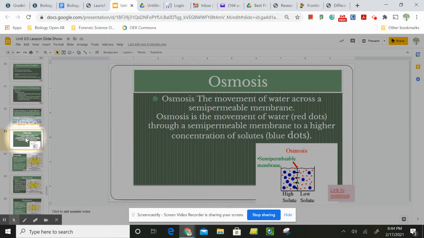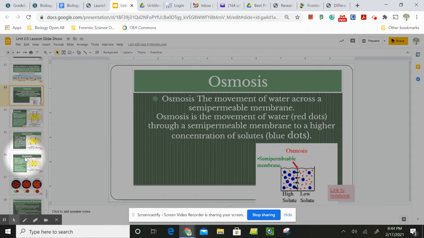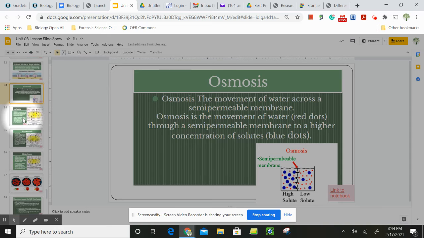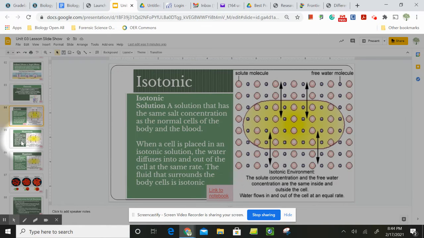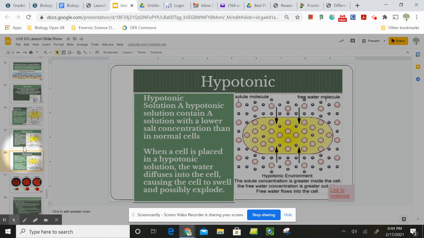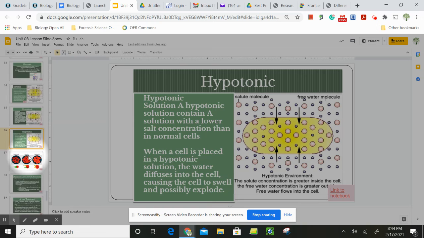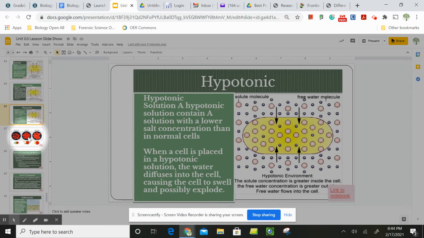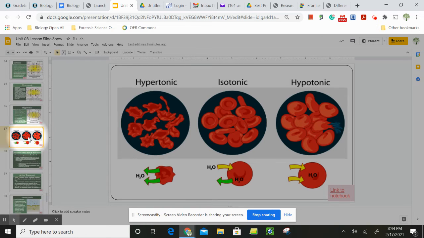When we're talking about osmosis, there's three, let's call them flavors of osmosis. There's isotonic, hypotonic, and hypertonic. All right, these three slides go into pretty good detail with those. I'm not going to read them to you. You can read them, please read them. I'm going to jump down to slide number 87 here, though.